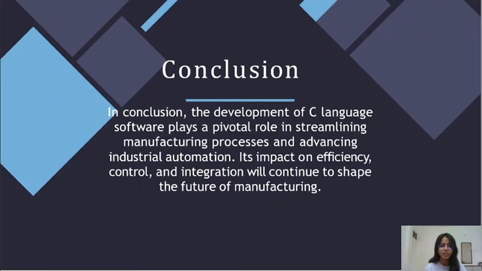Conclusion. In conclusion, the development of C language software plays a pivotal role in streamlining manufacturing process and advancing industrial automation. Its impact on efficiency, control, and integration will continue to shape the future of manufacturing.